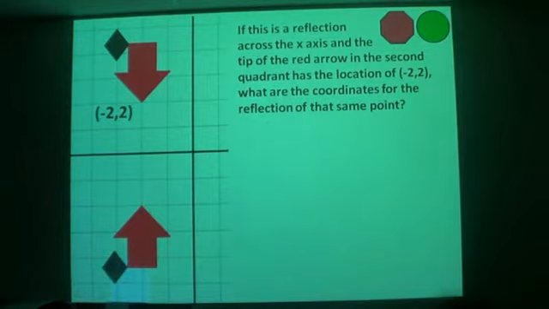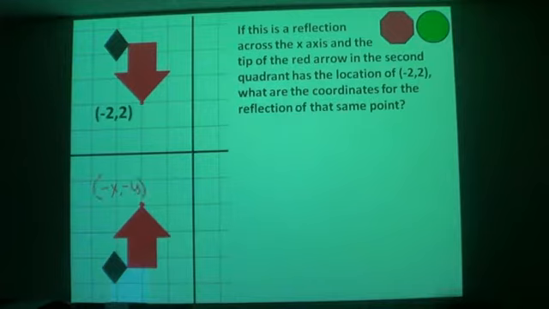If this is a reflection across the x-axis and the tip of the red arrow in the second quadrant has the location of -2, 2, what are the coordinates for the reflection of the same point? In other words, we have this point right here. What are the coordinates for this point right here? And so I would highly encourage you to make a sketch and then work it out from there. You know that in this quadrant, x is going to be negative and y is going to be negative.